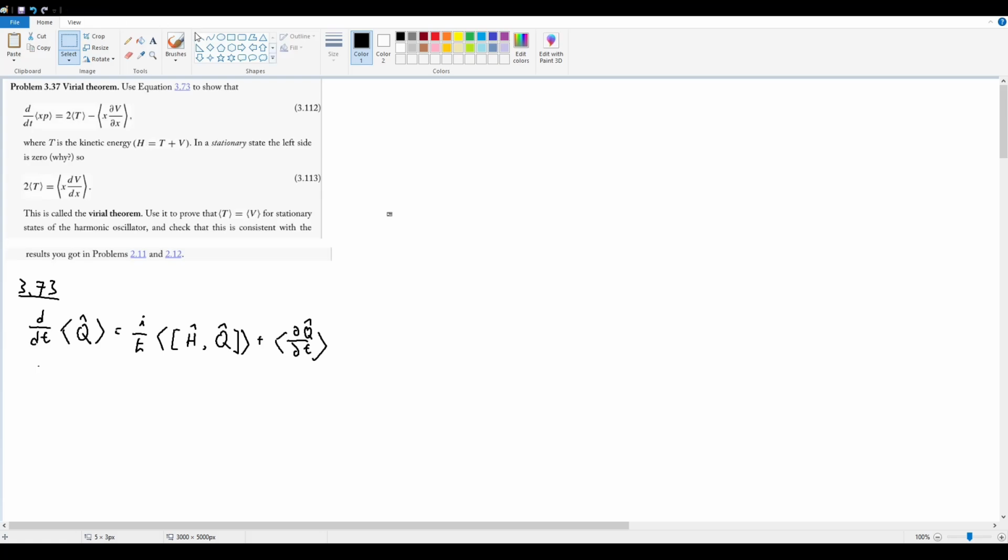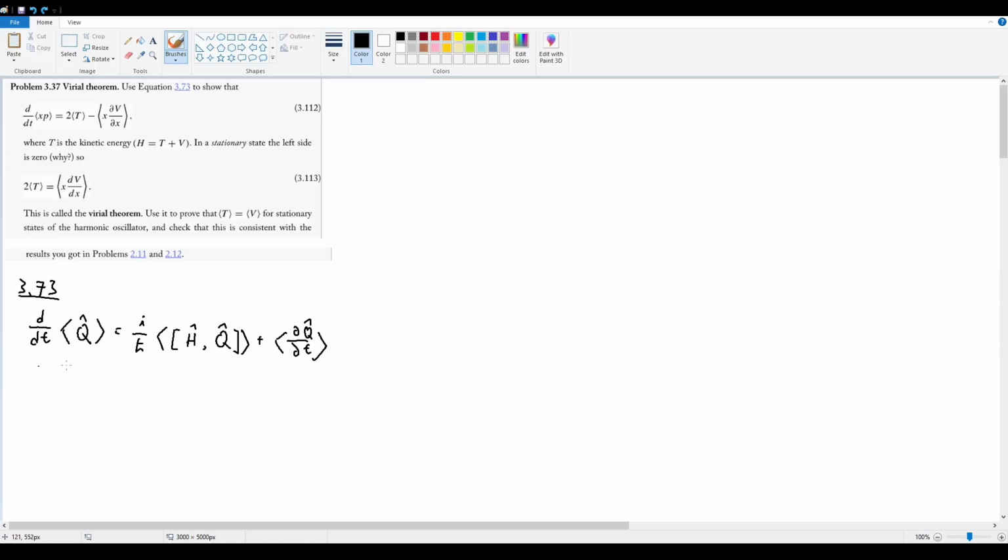3.37, we're being asked a bunch of stuff. Let's focus on the very first thing. So we are being asked to prove the equation right here using equation 3.73. Equation 3.73 relates the rate of change with respect to time of the expectation value of an operator to the Hamiltonian. So if we have d by dt of an expectation value of q hat, where q hat is xp, let's just substitute xp into q hat and see where that takes us, right?